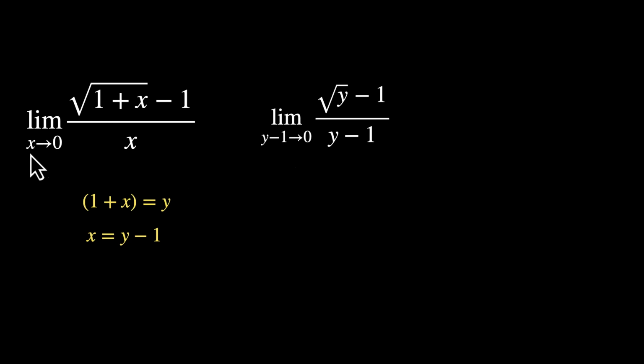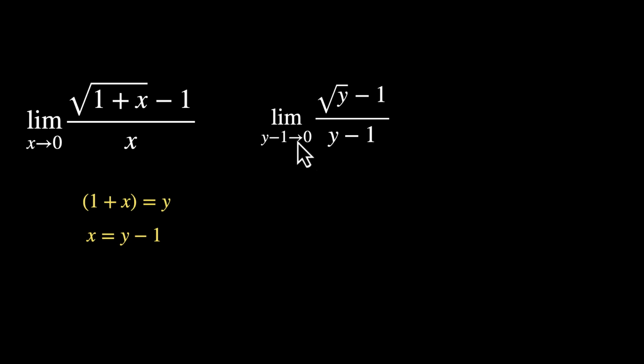We have limit x approaches 0. Here we have limit y minus 1 approaches 0. x becomes y minus 1. In the numerator we have square root of 1 plus x, that's going to be y. And in the denominator we have x, that's going to be y minus 1. And this looks more familiar.